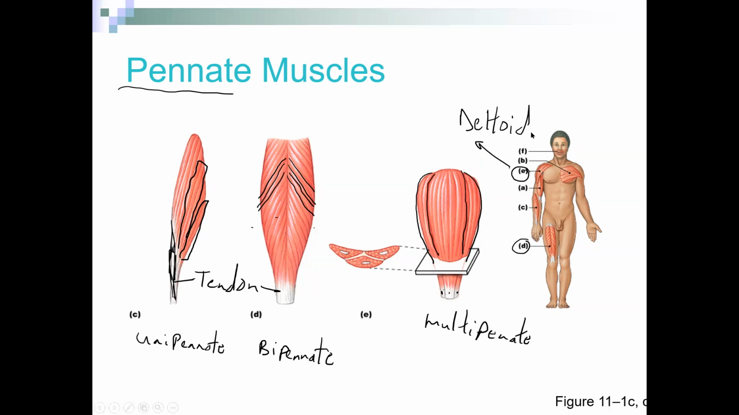So the deltoid muscle and the pectoralis muscle over here are working together to help you move your arms around, okay? All right, so that's pinnate muscle for you, right?